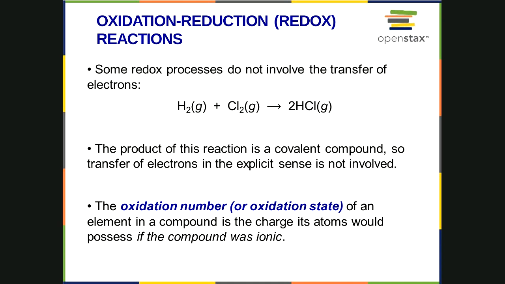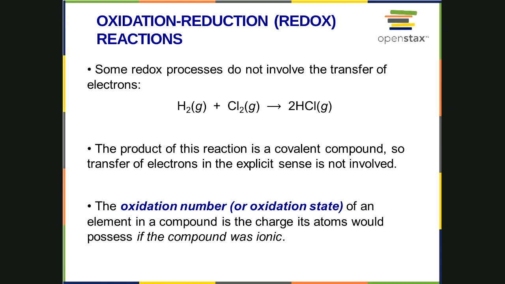So here's another example. I have H2 and chlorine, hydrogen gas and chlorine gas, and I'm producing HCl. Now, normally you'd think, okay, the products and the reactants are both covalent compounds. So right away you think, okay, is this an oxidation reduction reaction? Because I'm not producing ions as a product.